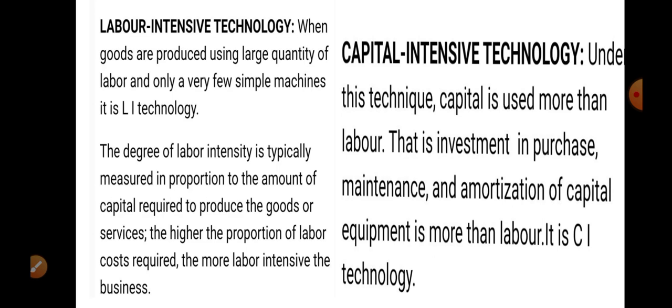Now, labor intensive and capital intensive in more detail. When goods are produced using a large quantity of labor and very few simple machines, it is known as labor intensive, like handloom goods, like Banarasi sari, silk sari, basket making. So these are examples of labor intensive. The degree of labor intensity is typically measured in proportion to the amount of capital required to produce goods and services. A higher proportion of labor cost means a more labor intensive business. Now if I talk about capital, here we are going to use more capital compared to labor, and it means we are going to use more machines, we have to invest more.